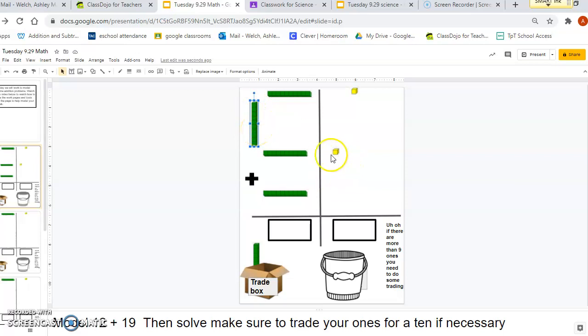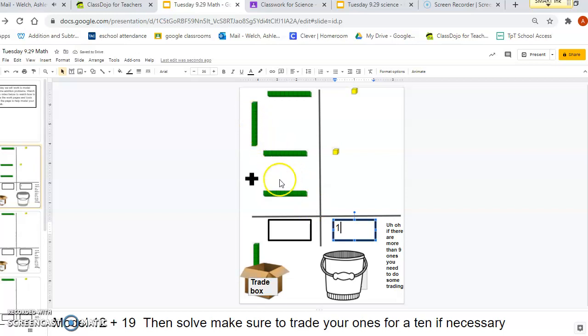So now, if I go back, I have 1 plus nothing. I'd be able to type in an answer of 1. Okay. And now I'm going to see, okay, I had 1 ten and 2 tens, but now I have that third 10 that I just traded for and regrouped. So now I have 3 tens. So my final answer for 12 plus 19 would be 31.